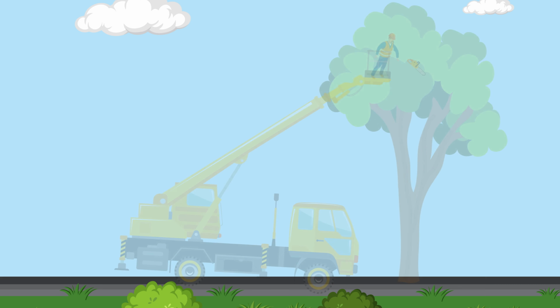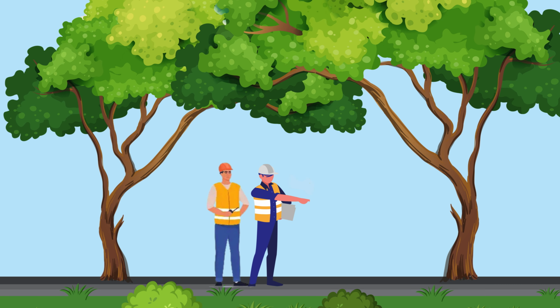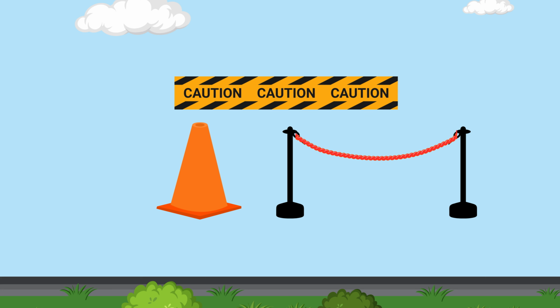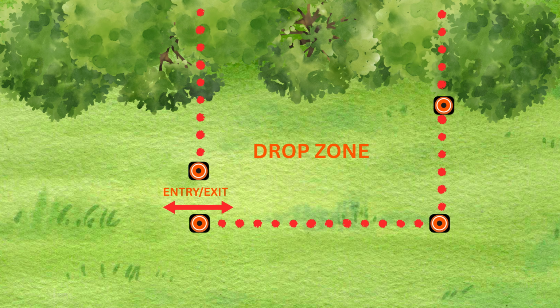Next, conduct a job site survey to establish the boundaries of the drop zone. During this site survey, perform a job briefing of all workers involved in the work. This job briefing should, at a minimum, include all required personal protective equipment, potential hazards in the area, and the established drop zone. All drop zones should be marked with highly visible identifiers, such as traffic cones, caution tape, or drop zone barrier ropes. Clearly mark the designated entry and exit points to the drop zone.